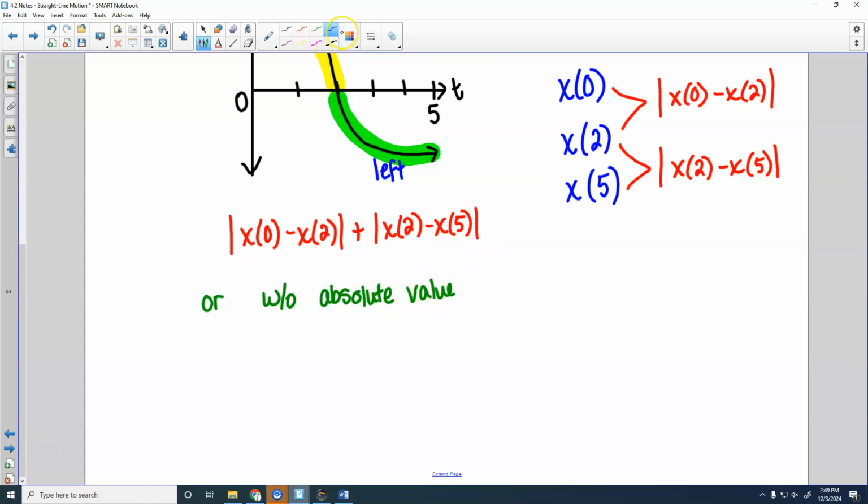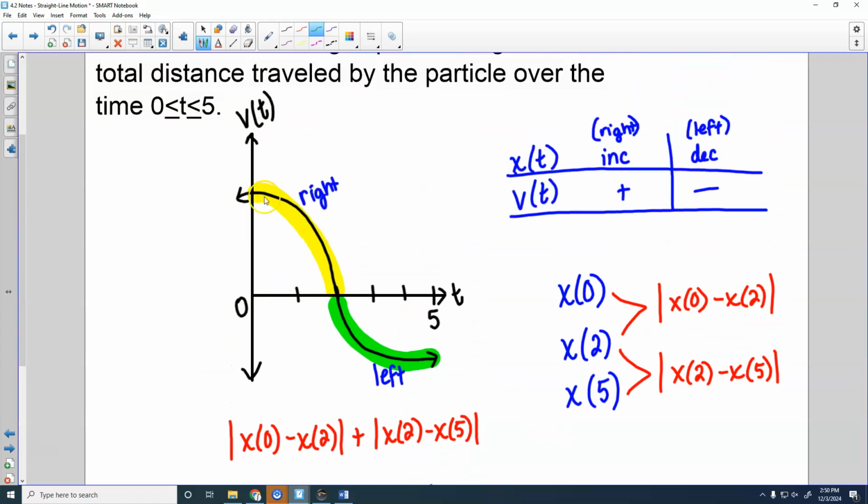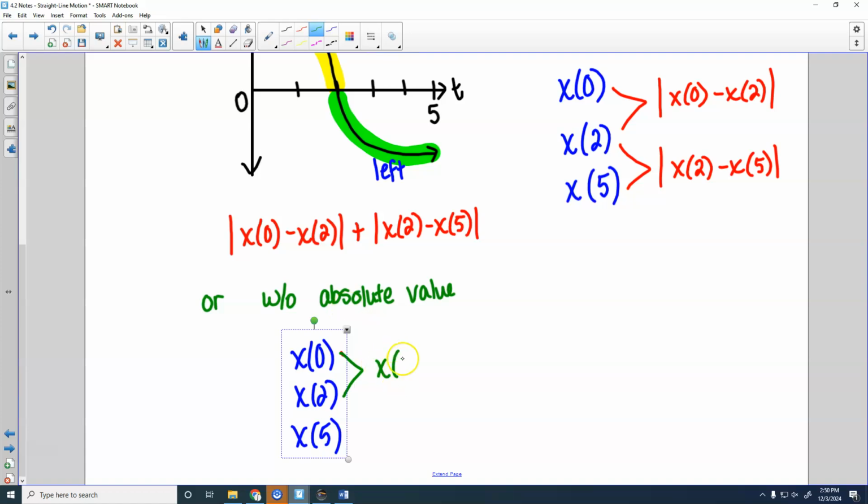Okay, let's think of it again. We've got x of 0, x of 2, x of 5. For this one right here, if we want it to be positive, that means we have to put the biggest value first. Which one's bigger, x of 2 or x of 0? Which direction are we going from 0 to 2? Right, so our position should be getting bigger. So it would be x of 2 minus x of 0.